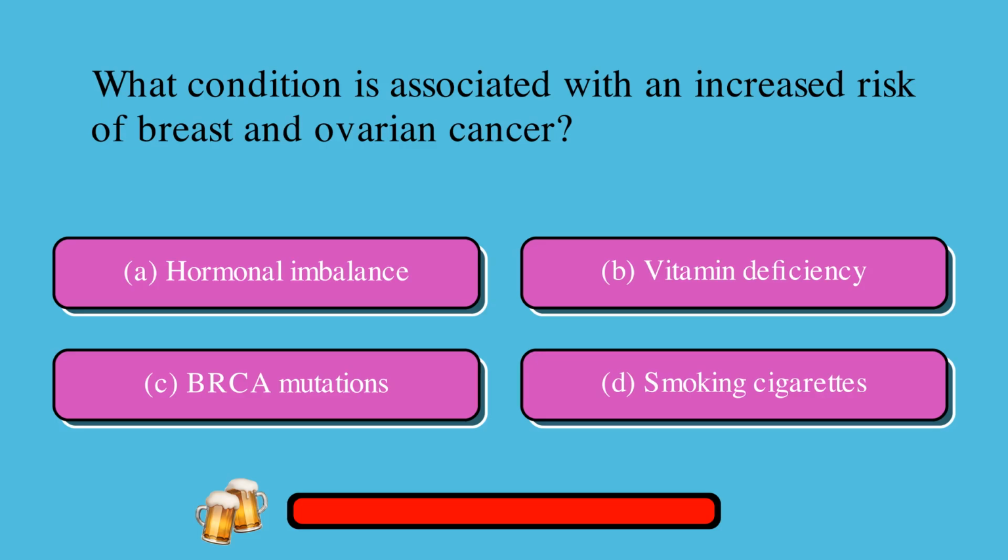What condition is associated with an increased risk of breast and ovarian cancer? A. Hormonal imbalance, or B. Vitamin deficiency, or C. BRCA mutations, or D. Smoking cigarettes? The correct answer is C. BRCA mutations.